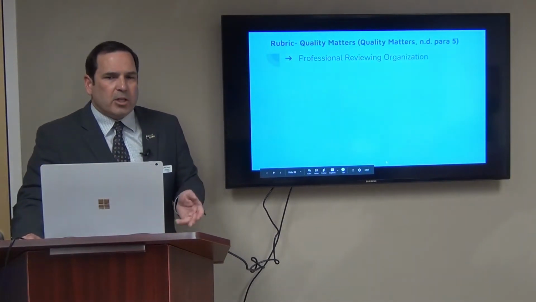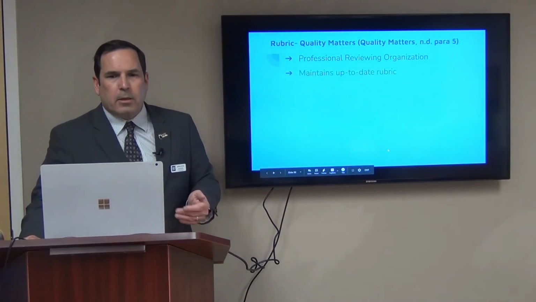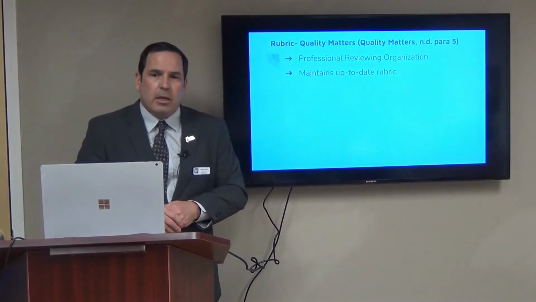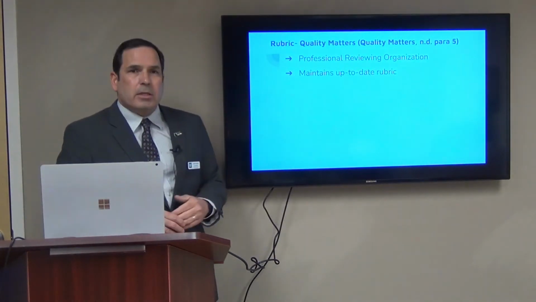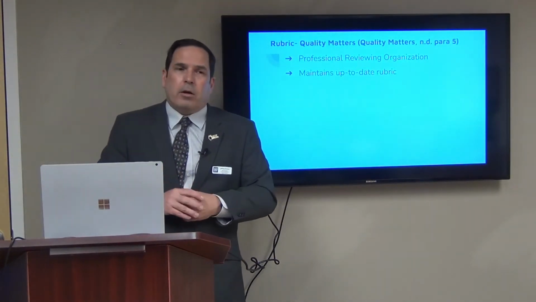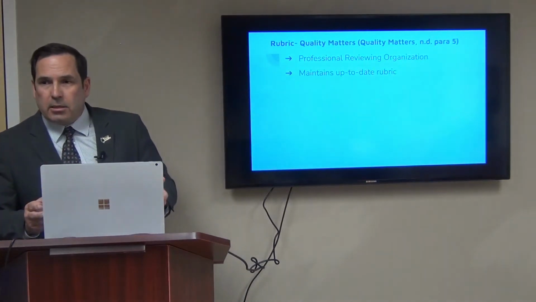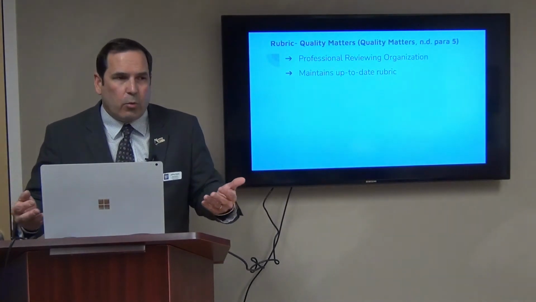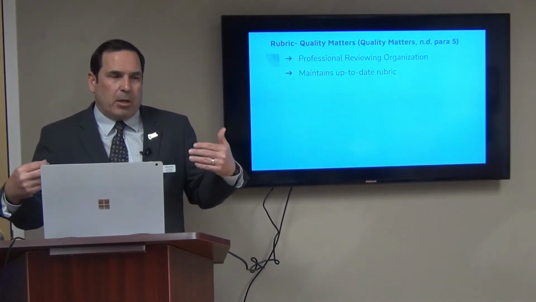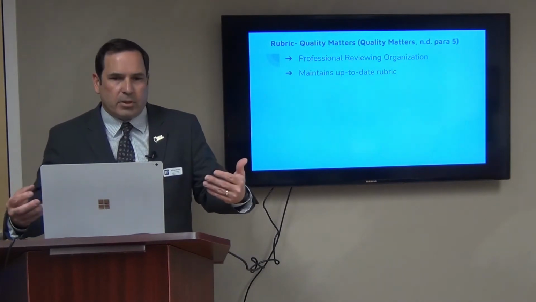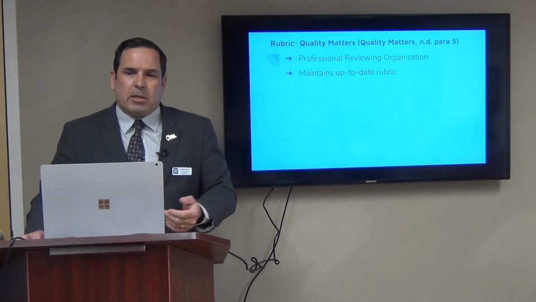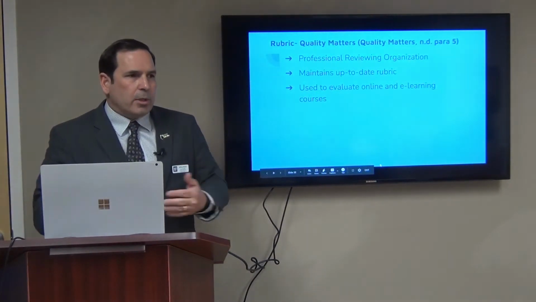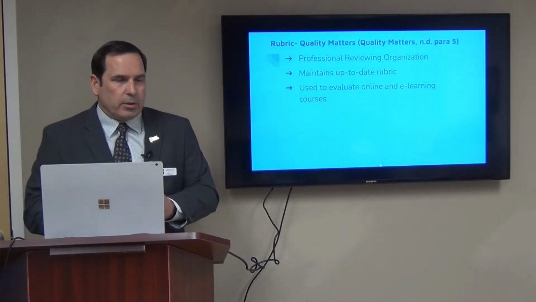So there are professional reviewing organizations. Quality Matters is one of them. We've used Quality Matters at my institution before. They maintain up-to-date rubrics, and that's a very important part. As technology changes, what we're looking for in those classes change as well. As our students change, we're looking for content that's going to be more up-to-date, more effective with students. So they'll maintain an up-to-date rubric. Their rubrics are used to evaluate online and e-learning courses.